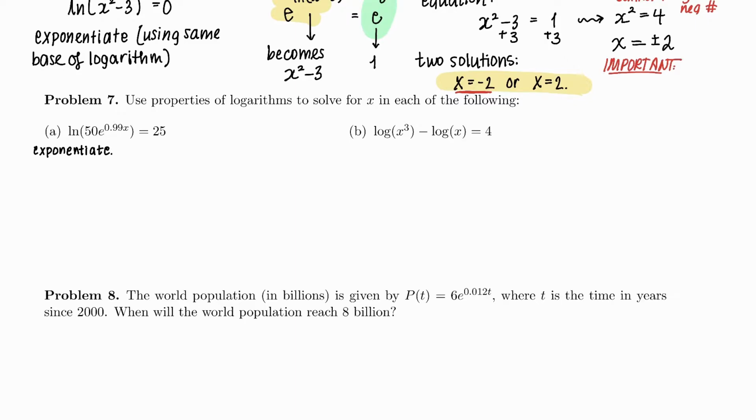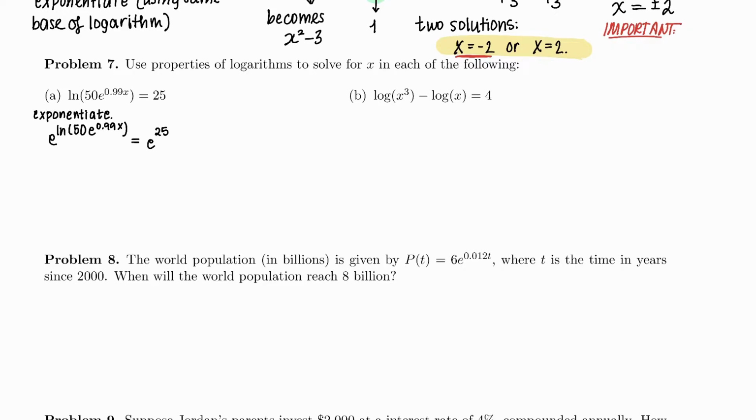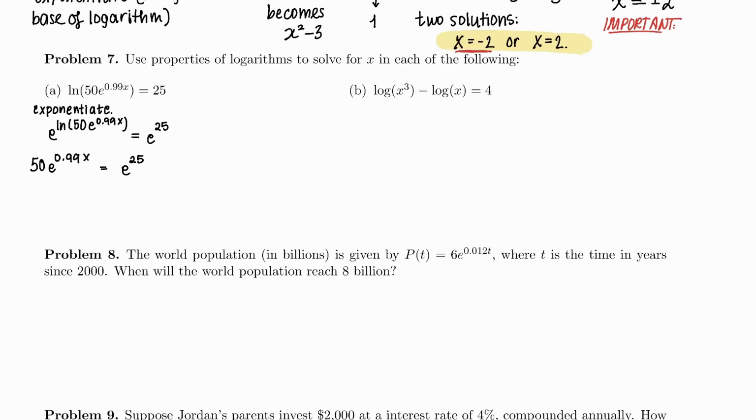And just like before, I'm going to use e. So that I've got e to the natural log of 50e to the 0.99x is equal to e to the 25th. So then on the left side, I just have 50e to the 0.99x is equal to e to the 25th. Okay, so I'm trying to solve for x here. To do that, I think what I can do first is divide both sides by 50.